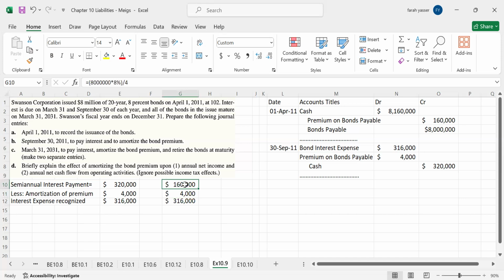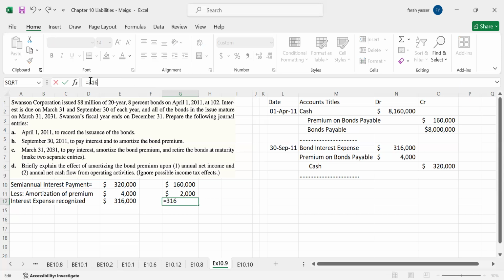So either we can divide these amounts simply by 2. You can see that 3,20,000. This 3,20,000 is for 6 months. So next entry is for 3 months. So we divide it by 2. Again, this 4,000 will be divided by 2, and this 316,000 will be divided by 2. So these are the amount for 3 months.